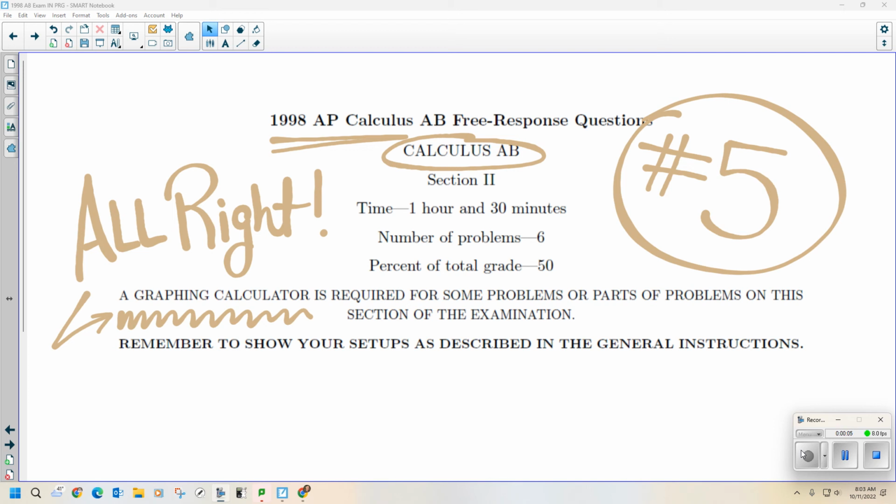Number 5. It is here. It's in your face. Let's do it. We are going to continue the 1998 AP Calculus AB free response questions, number 5. And hey, all right, we get a graphing calculator to use.